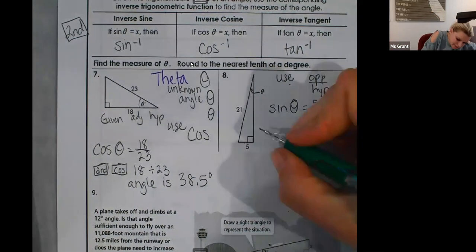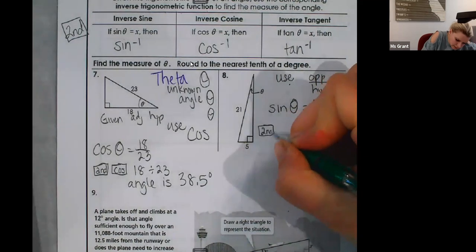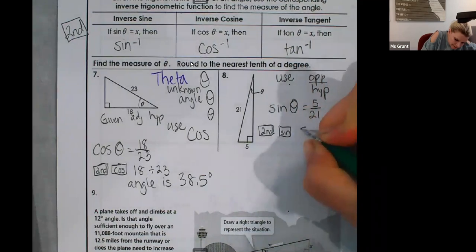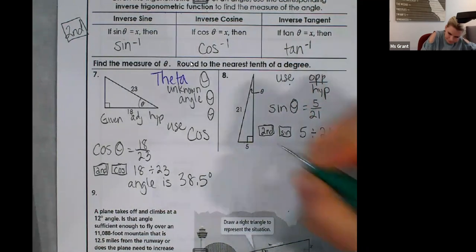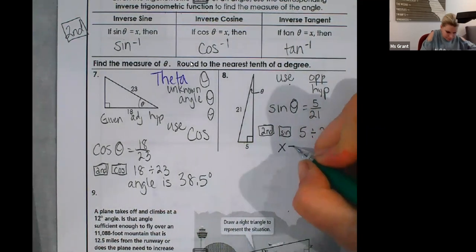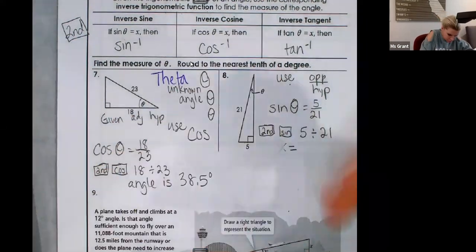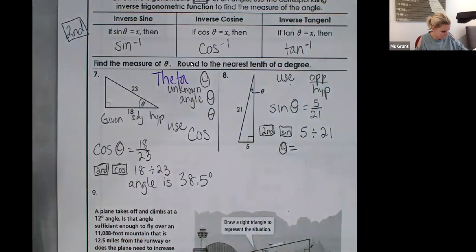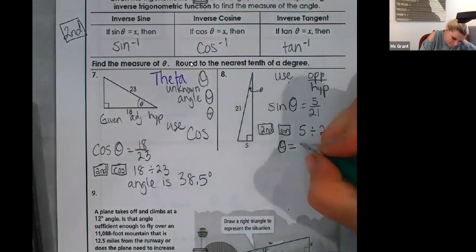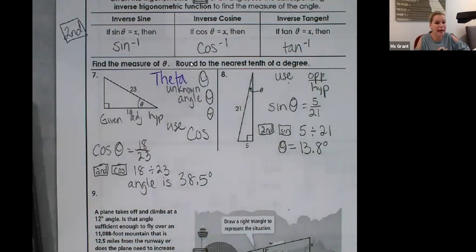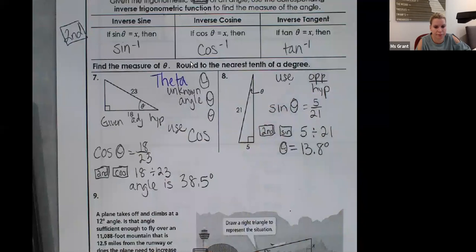All right, second function, sine, 5 divided by 21. My unknown theta. Did you guys get that? If you're not getting these, you've got to tell me and I can help you out. You use the second function only if you don't know the angle measurement.